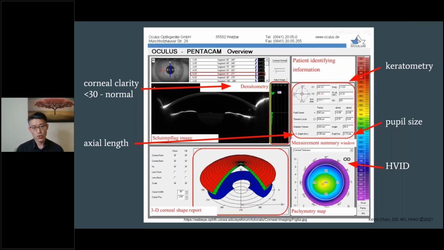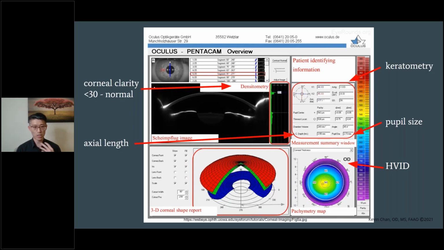After taking the image, this is the overview showing what we can achieve from this overview slide. Going through in a clockwise approach: keratometry, pupil size, HVID, axial length, which is obviously one of our topics of interest tonight, and also densitometry. This is the way to represent the corneal clarity.